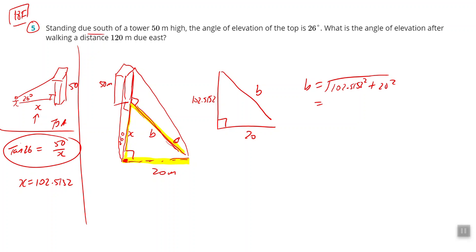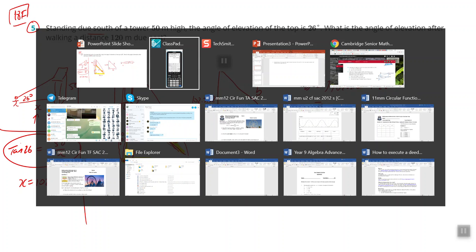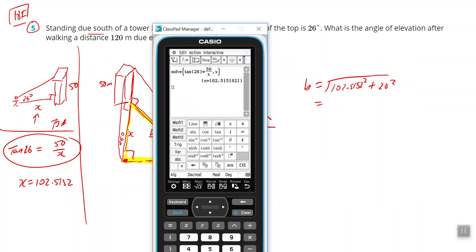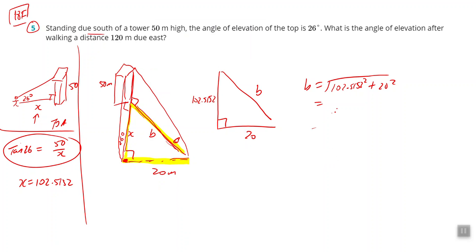Using the CAS calculator, we get the square root of this squared. I try to use the exact value, so if you have the value on the calculator, just copy and paste it. Squared plus 20 squared gives you 104.4479. So B is 104.4479.